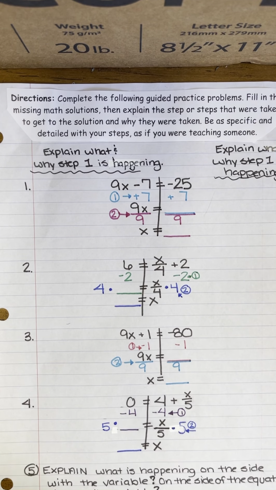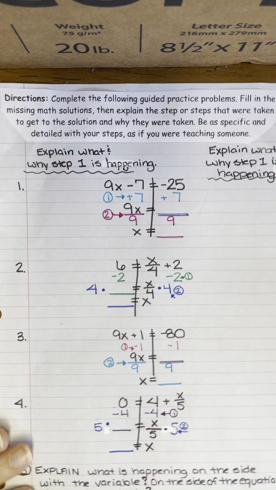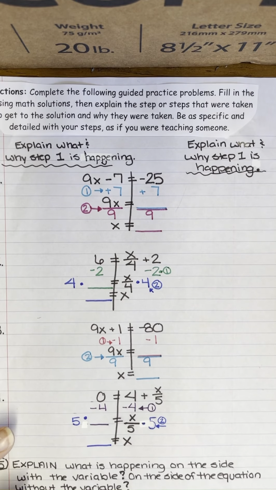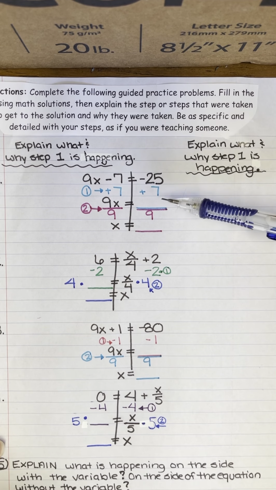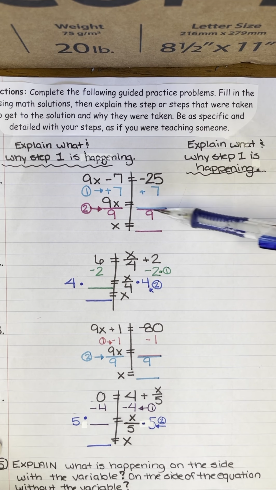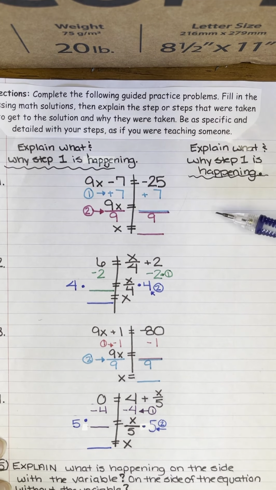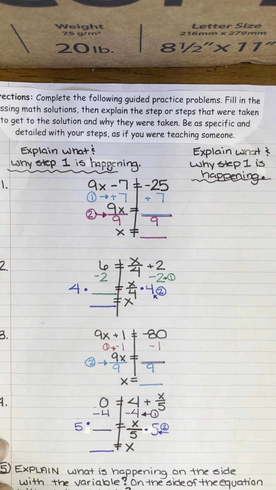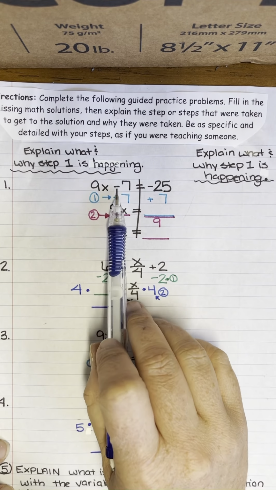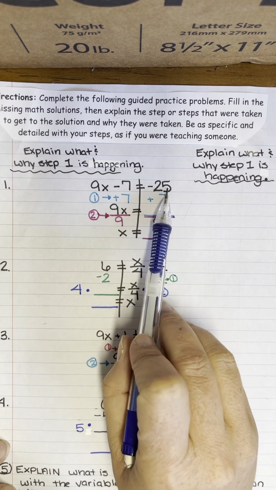All right, so today's guided notes are on two-step algebraic equations. So again, this is like our other assignment. We're gonna walk through why we did each step and explain step 1 over here, and we're gonna explain step 2 over here. All right, so our original problem is 9x minus 7 is equal to negative 25.